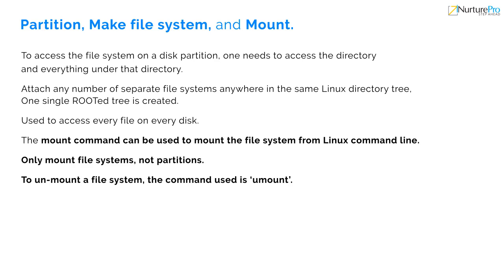The mount command can be used to mount the file system from the Linux command line. This can be done automatically at the time of system boot. You can only mount file systems, not partitions. To unmount a file system, the command used is unmount. Either the device name or the mount point can be specified to this command, but not both.